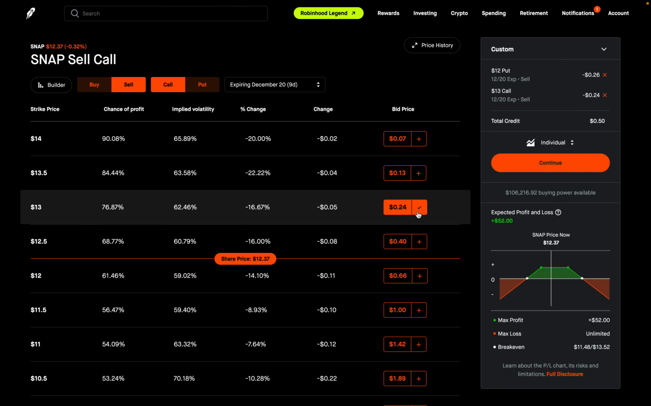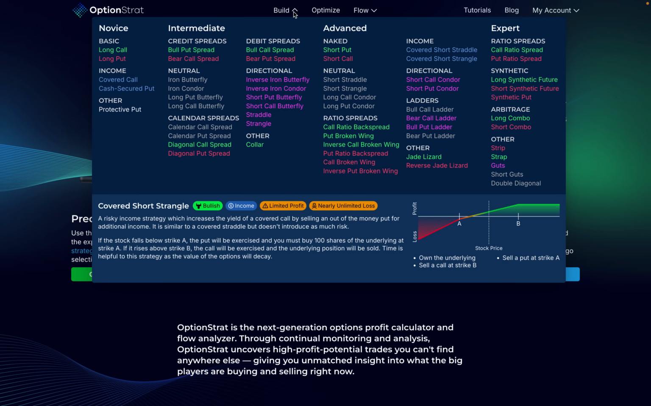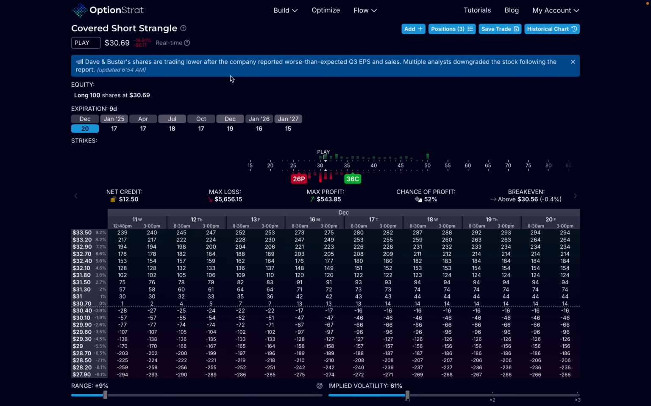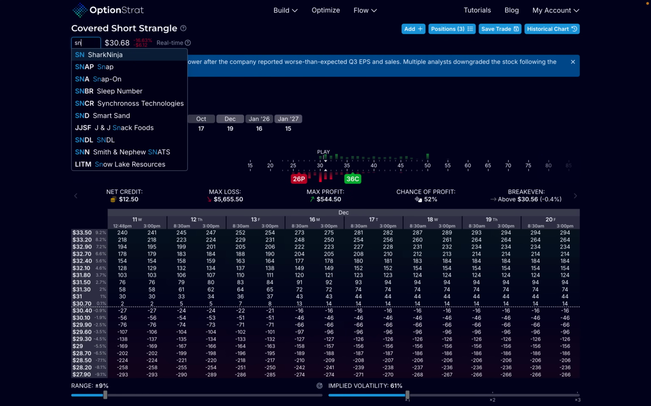So let's go over to OptionStrat and let's visualize this options trade here. So let's head on over to OptionStrat. I'll put a link to OptionStrat in the description below. Really great options visualization tool. And so if we go to build here, we'll actually see that there's already a covered strangle option here under income, covered short strangle. So I can actually go ahead and click on that here. Then I'm going to go over to the ticker symbol in question, which is Snap here for today's video.